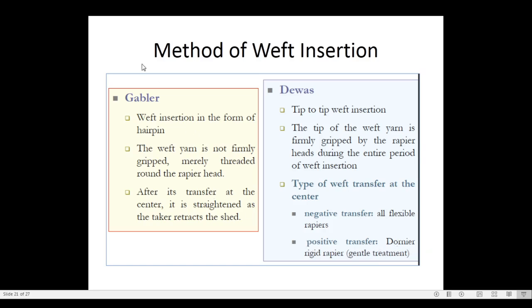So I will give you 2 minutes to write down all these contents. Take 2 minutes and write down the contents and the comparison.